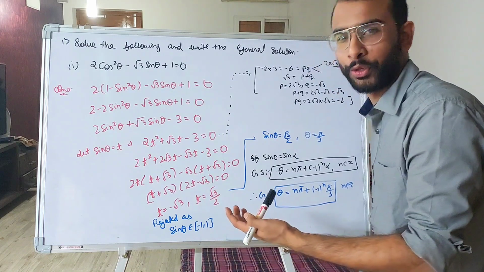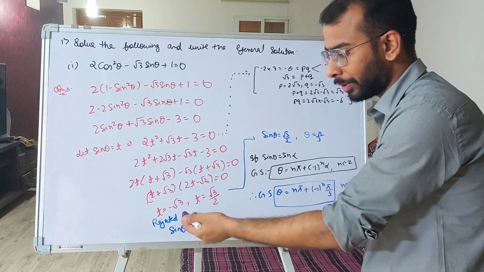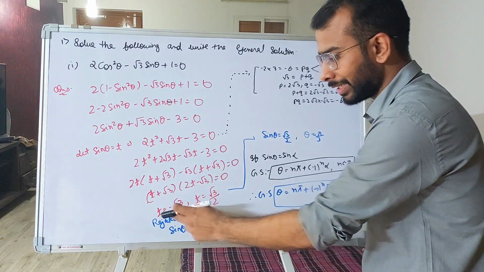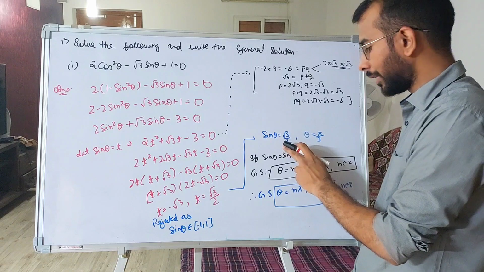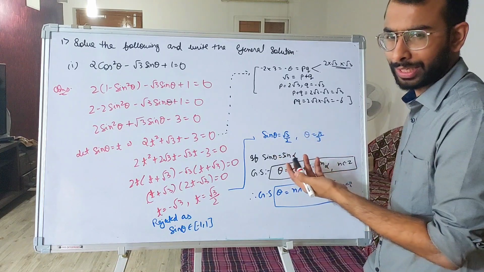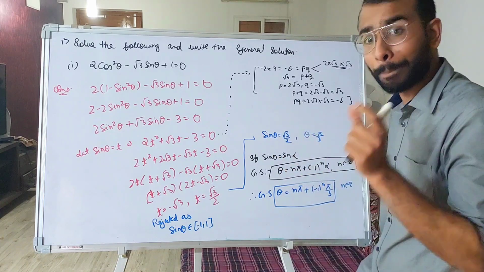Sine theta is between minus 1 to 1. And this is way beyond its range. So this is not possible. So we'll reject this one. So t is root 3 by 2. What is t? t is sine theta. Sine theta is root 3 by 2. So here root 3 by 2, everyone knows theta is pi by 3. So theta is pi by 3 is a particular solution.